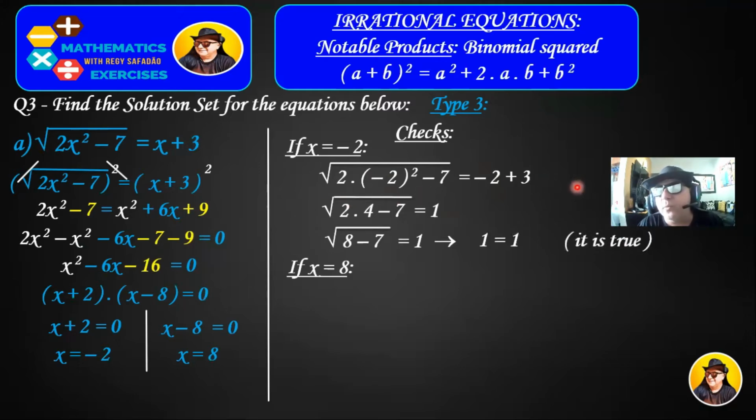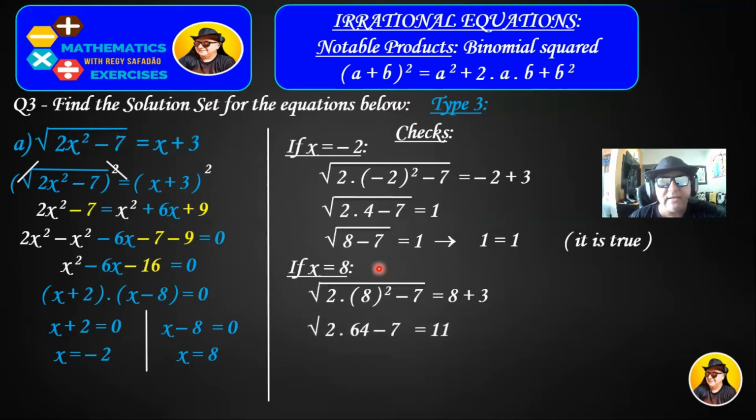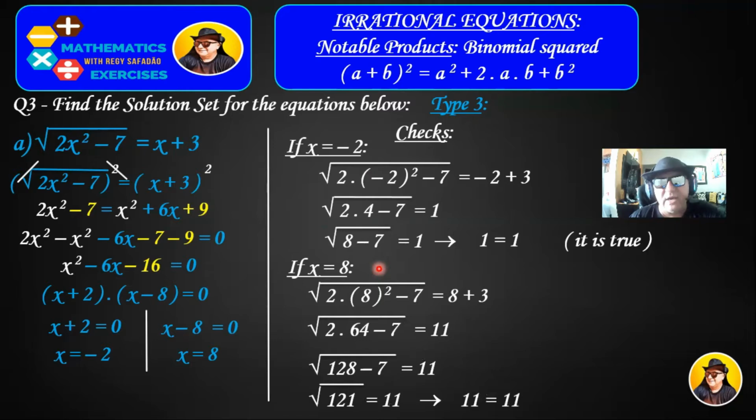Okay, now let's check for 8. Let's see if x is 8. So I have that the square root of 2 times 8 squared minus 7 is 8 plus 3. It means that 8 squared is 64. Okay, 2 times 64 is 128 minus 7. All right, so I have the square root of 121 is 11. Really? So 11 is equal to 11.